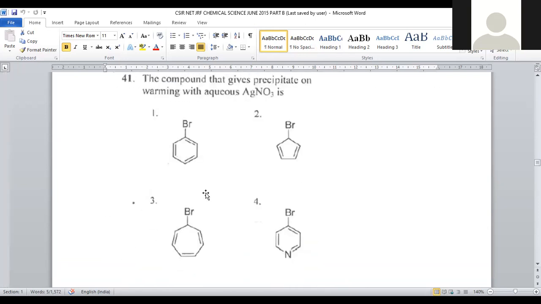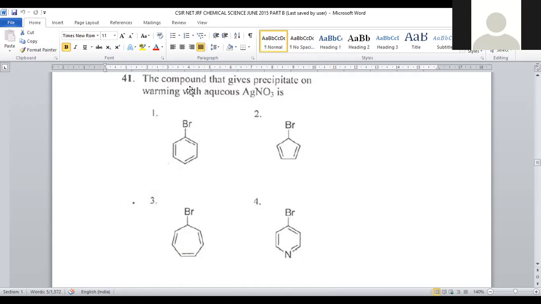It is part of organic chemistry. The compound that shows the precipitate on warming with aqueous silver nitrate is... Silver nitrate is the solution used to detect a halide group present in the compound. How? When we treat any chloro compound, silver chloride white precipitate will be formed. When we treat any bromo compound, it will give a brown colour precipitate of silver bromide. When we treat an iodo compound, silver iodide will be formed. In this manner, the silver nitrate test is a characteristic reaction for the identification of the halo functional group present in the compound.